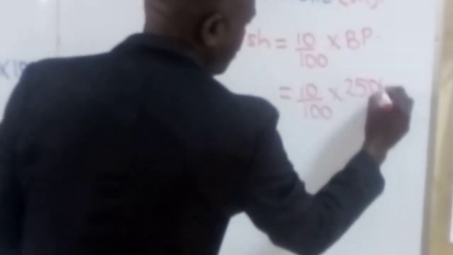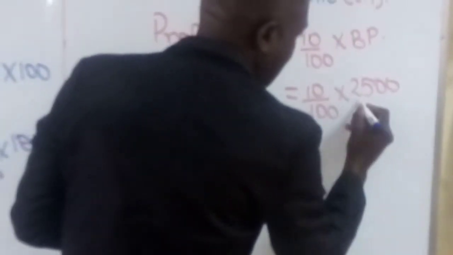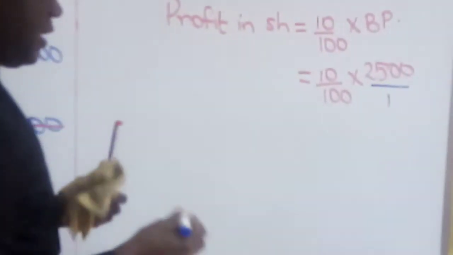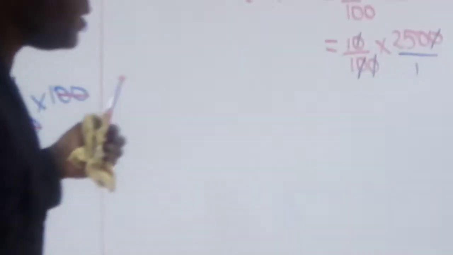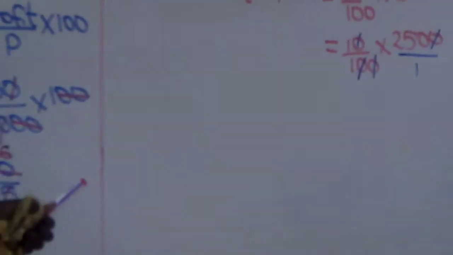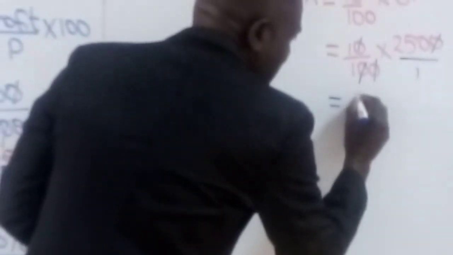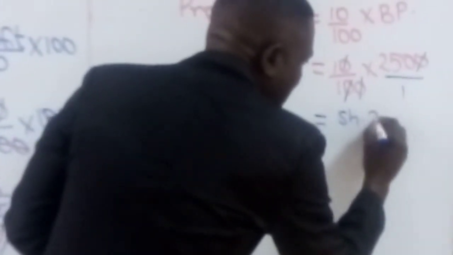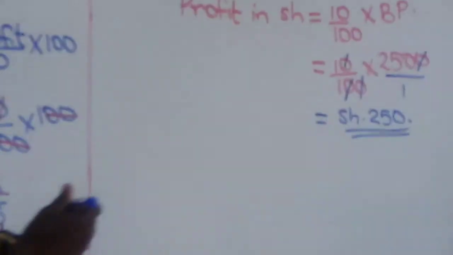2,500 shillings. Then remember to put it over 1 to make it a fraction, just like the other fraction. And so we cancel the zeros. This 0 goes with that 0, and this 0 with that 0. Boys and girls, easier said and easier done. And so the profit in shillings will be 250 shillings.